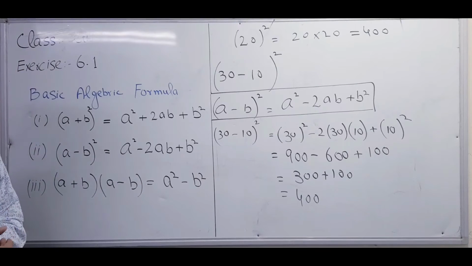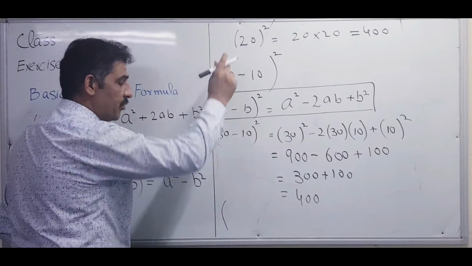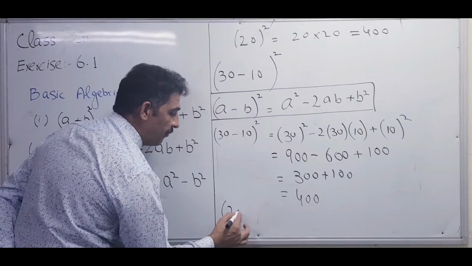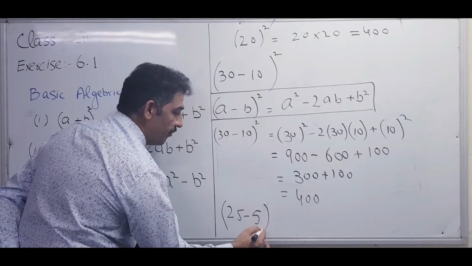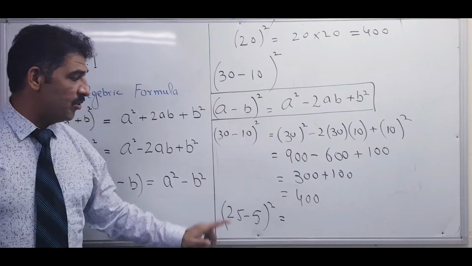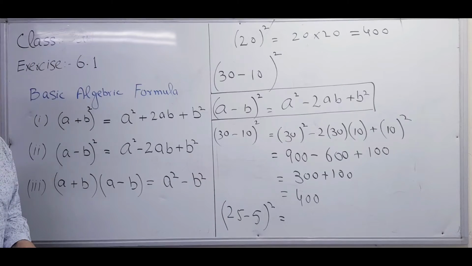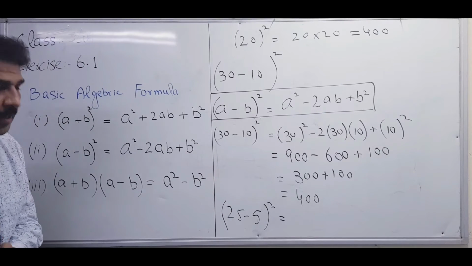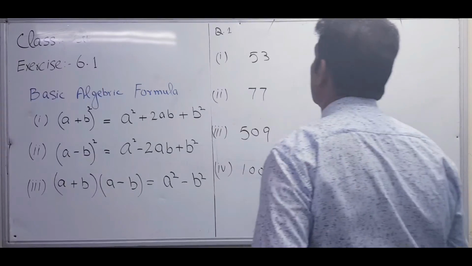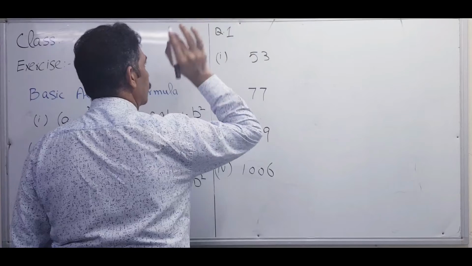You want to try? Okay. So how do you want to try? I will give a simple number like 20. You can also use 25 minus 5 whole square. You have to solve the same question using this formula and get the result 400 or any other number. Okay, start. Now my dear student, that is question number 1.